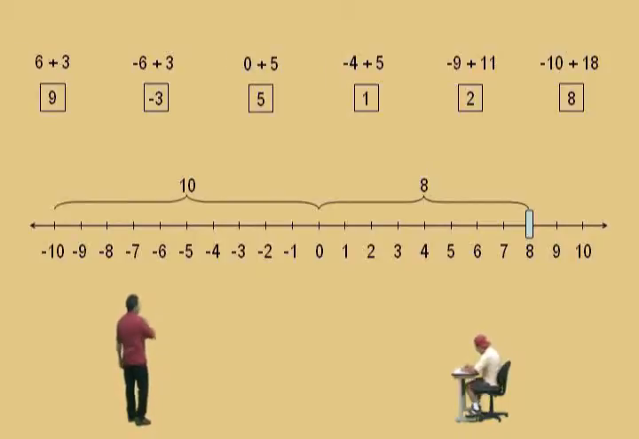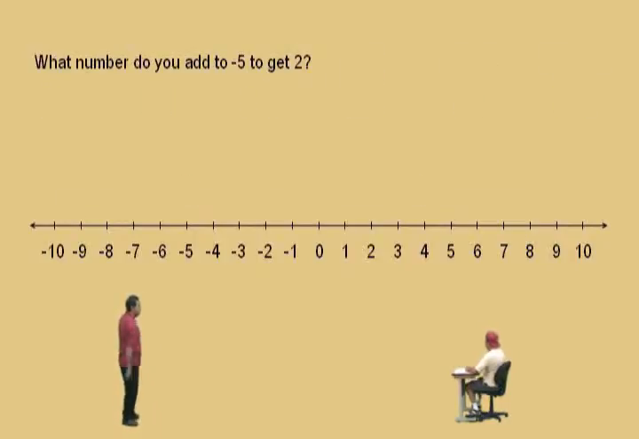Now, here's a question. This is getting you ready for beginning algebra. What number do you add to negative 5 to get 2, Charlie? Remember, negative 5 is here, and 2 is over there. So, think about this, Charlie. What do you think the answer is? 7.